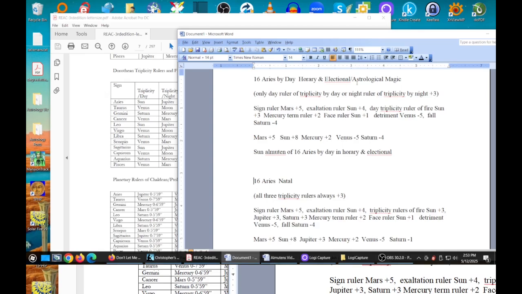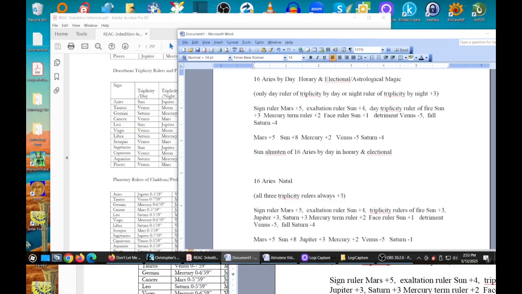So basically for horary and electional charts, you can see here it says we only give the day ruler of triplicity by day, or the night ruler by night, the +3 triplicity dignity. That means that the mixed ruler never gets +3, and the night ruler by day or day ruler by night doesn't get the +3. Okay, so pretty straightforward.